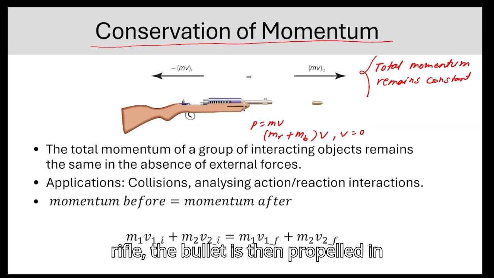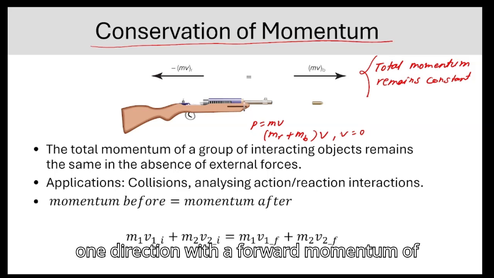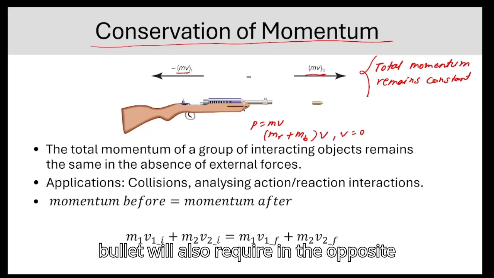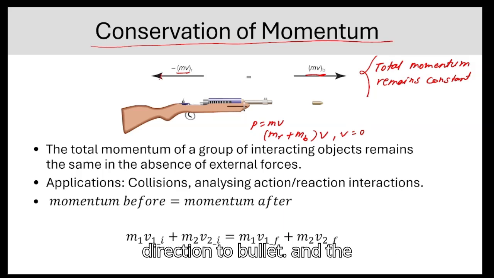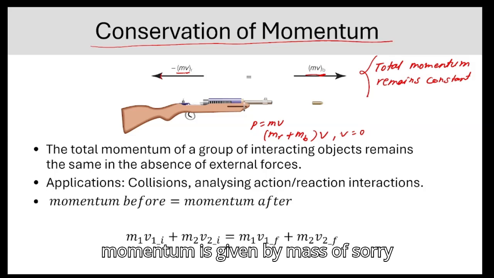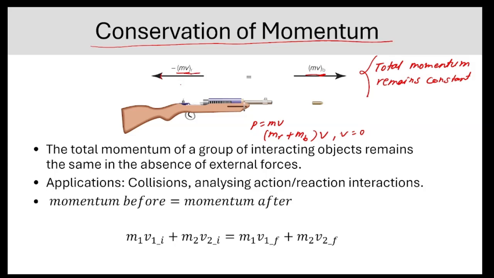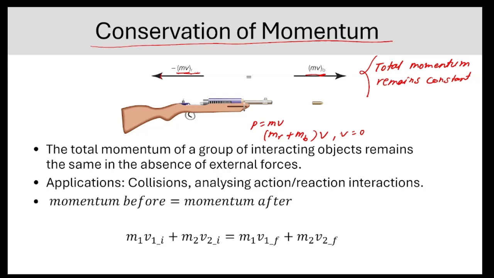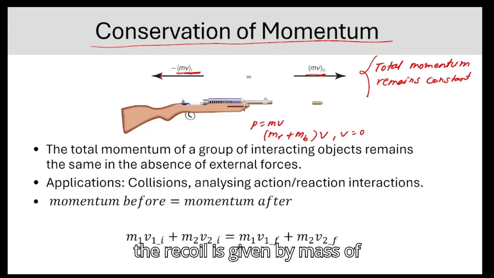When we fire the rifle, the bullet is propelled in one direction with a forward momentum of mv, with the mass of the bullet and the velocity of the bullet. At the same time, the rifle will recoil in the opposite direction to the bullet, and the momentum of the recoil is given by mass of rifle times velocity of rifle.